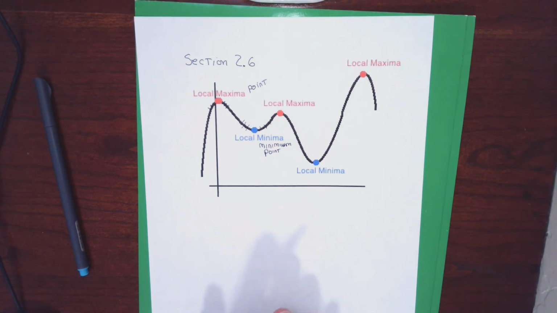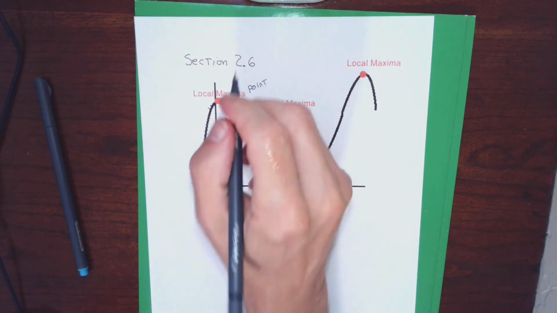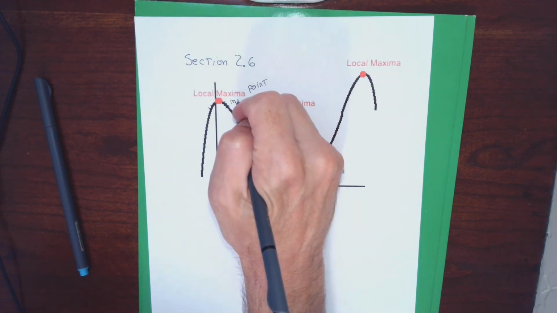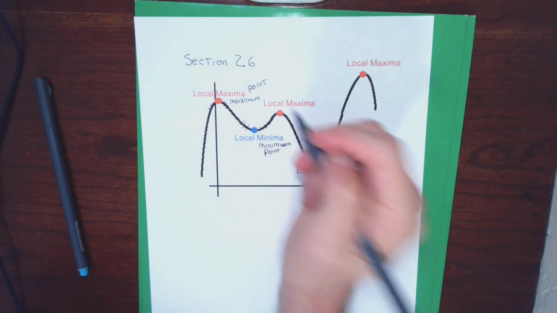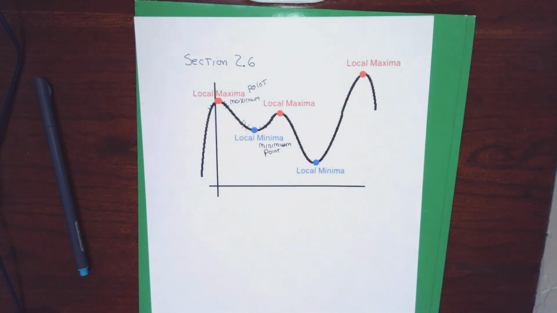So we need to be able to look at a graph and decide if a point, in a small neighborhood around it, is higher than anything close to it, or lower than anything close to it. If it's higher than anything close to it, we'll call it a local maxima. I'll probably call it a local maximum because it's the word that I have typed up. Similarly, if a point is lower than anything close to it, we'll call it a local minimum point.